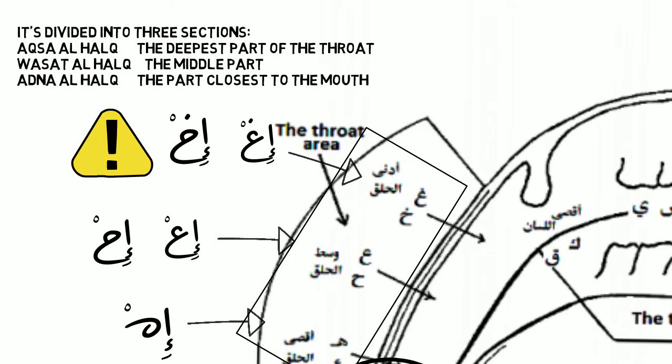A lot of people make a mistake in these letters and they pronounce them from the mouth instead of the throat. That is wrong. That is why a lot of people whose Arabic is not their first language are unable to pronounce them correctly. It's because they pronounce it from the mouth, but it should be from the throat.